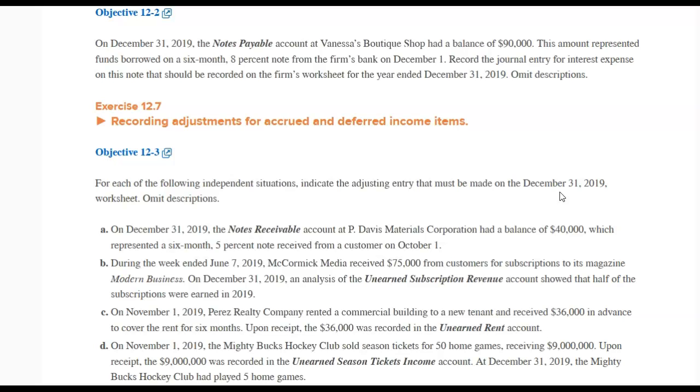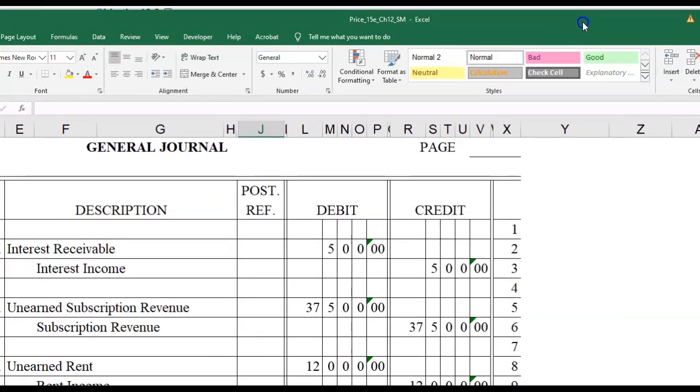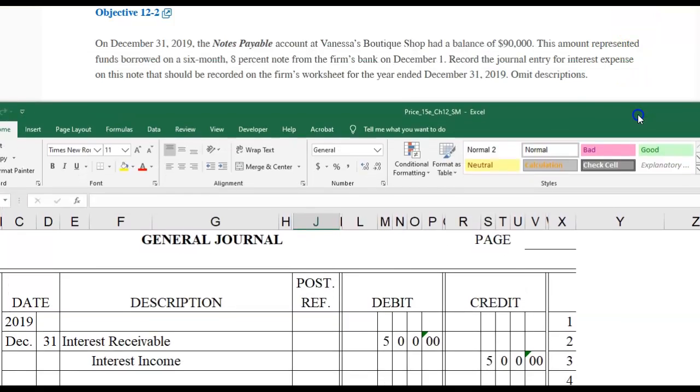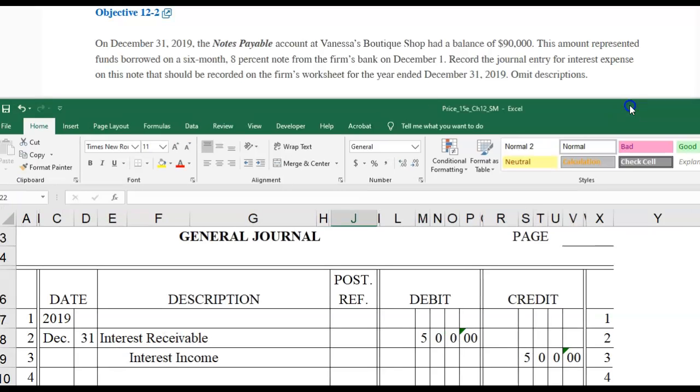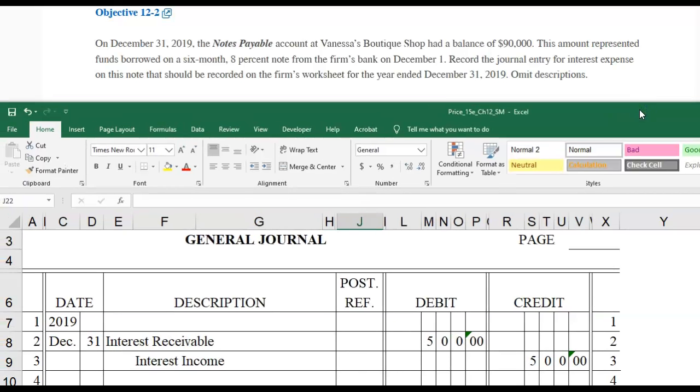Okay, that 2,000 divided by 12 means each month is 166.66. Wait, what if they rounded it off? Oh, they got 500. I must have missed something, oh, the 2,000. Okay. Yeah. All right, I'm going to go back and figure that one out.